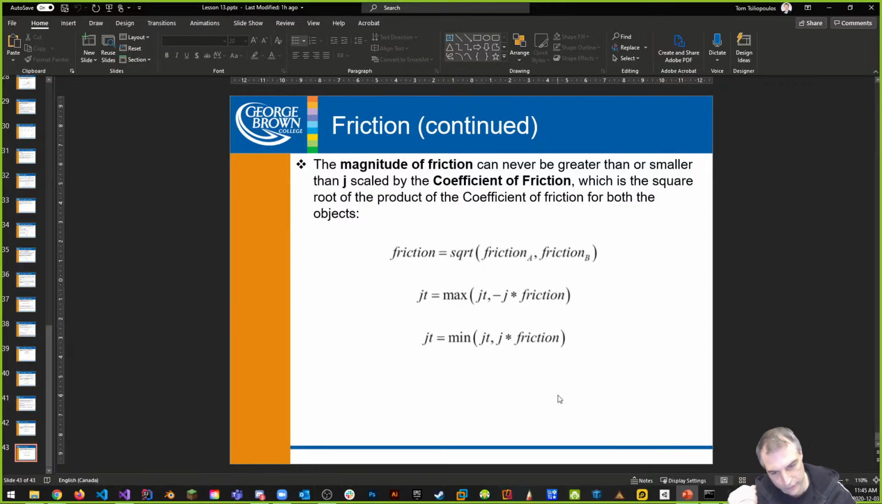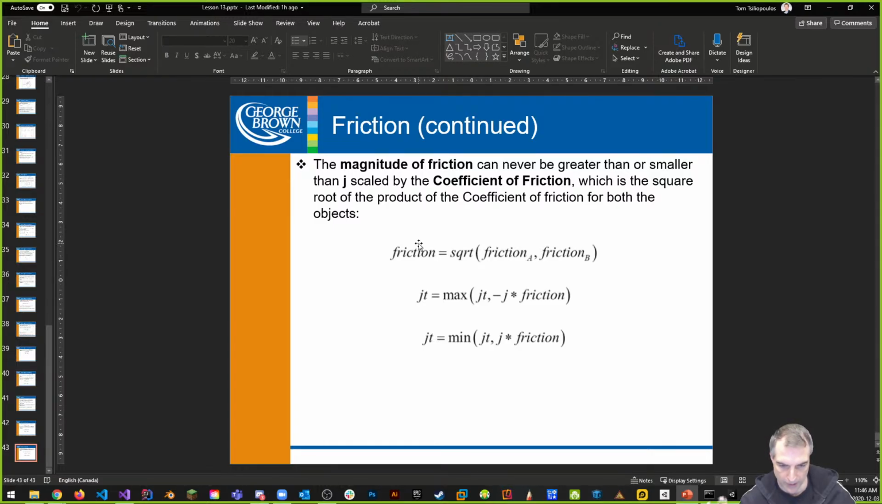Here, to calculate friction, we want to get the square root of the friction of A times the friction of B. Once we have that, that's going to be our total friction.